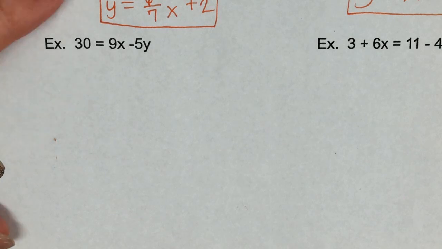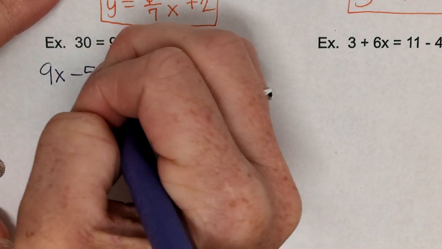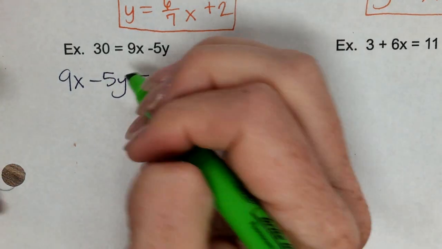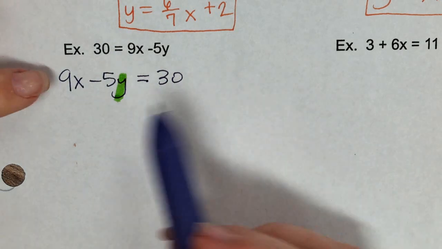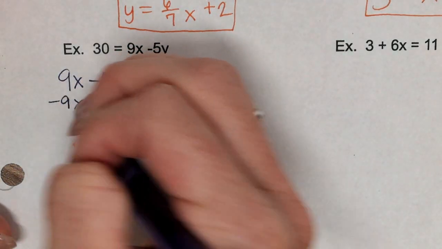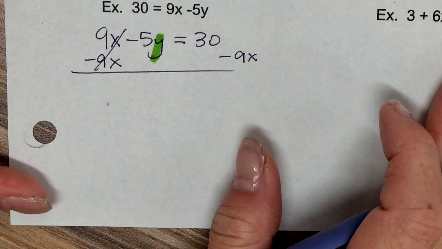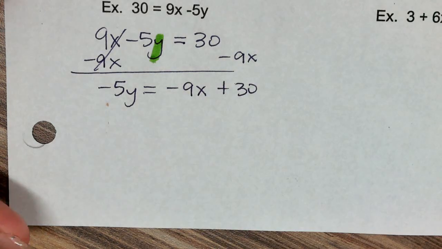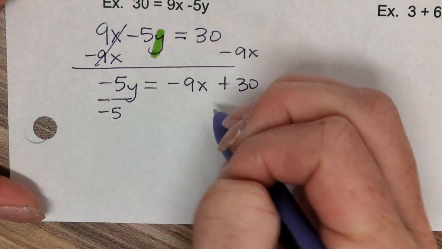Do y'all want to write this side on the left? Okay, so I have 9x minus 5y equals 30. All right, I am solving for y. How am I going to get rid of 9x? Minus 9x. So I have negative 5y equals negative 9x plus 30. How do I get rid of negative 5? Divide everything by negative 5.